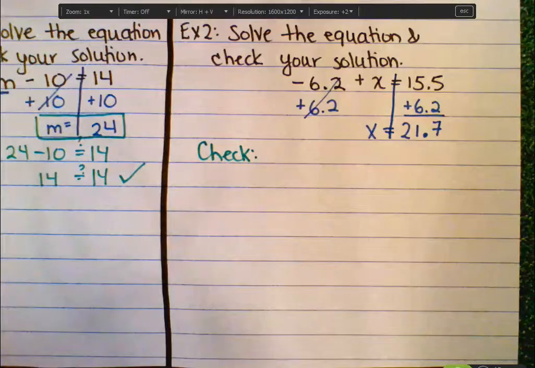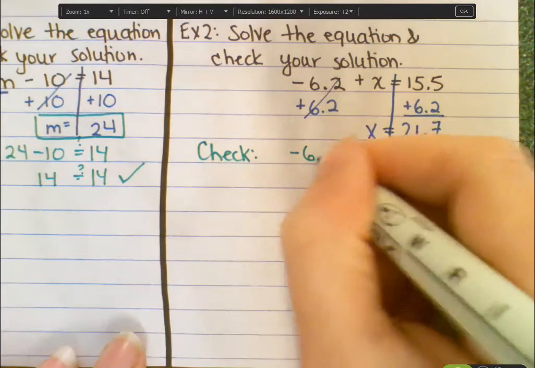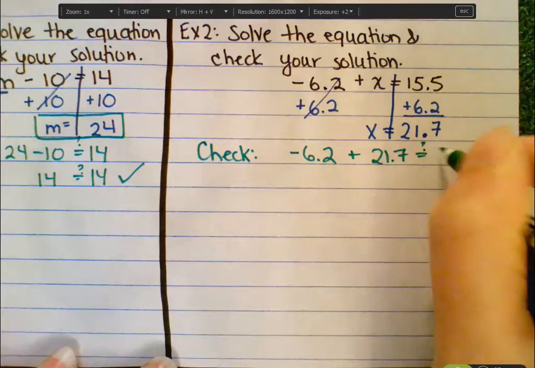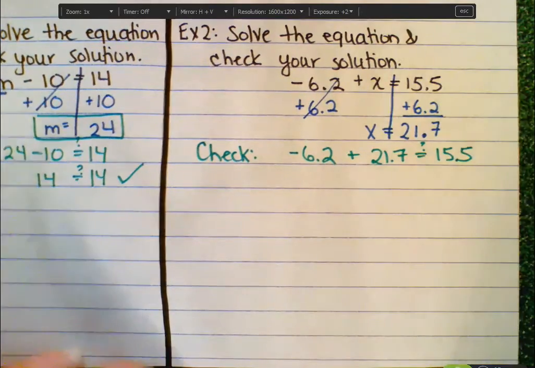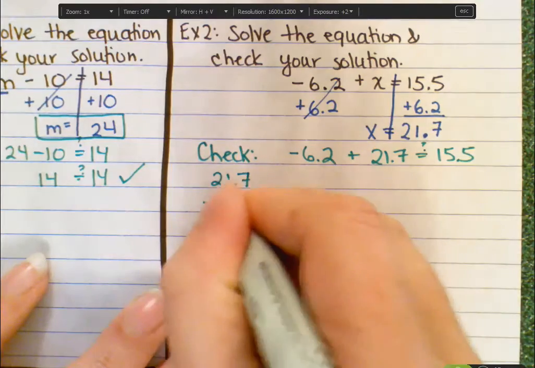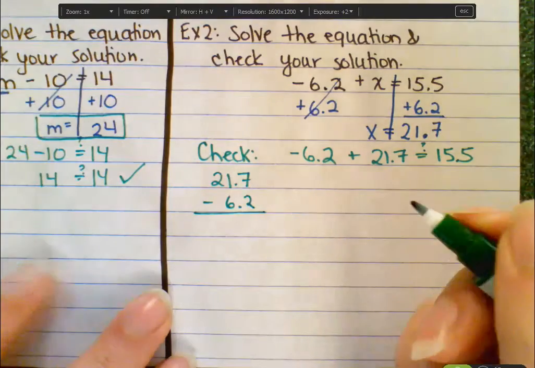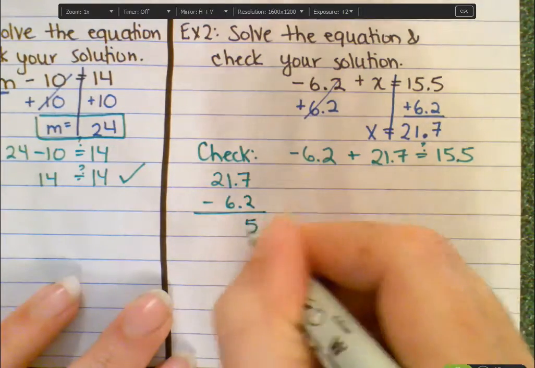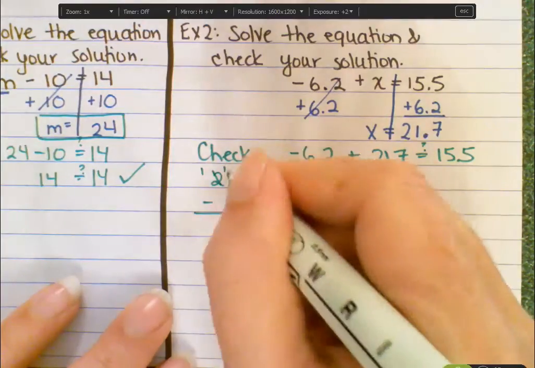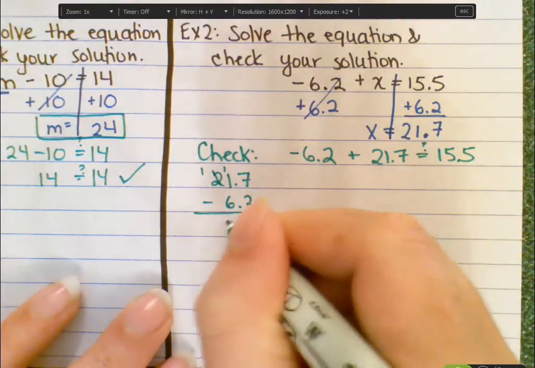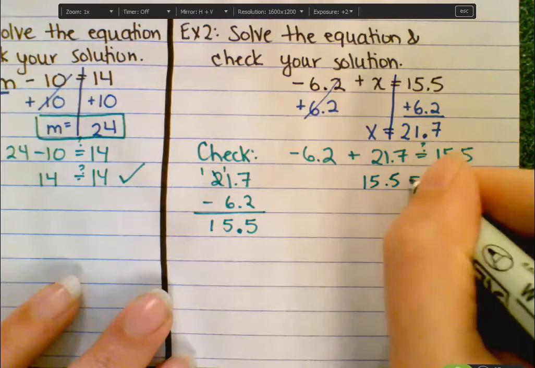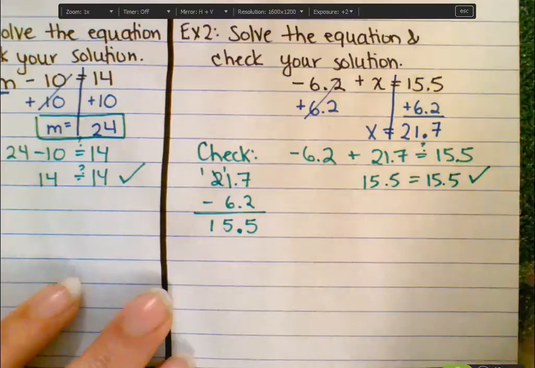Okay, so I'm going to plug it back into my original equation. So negative 6.2 plus 21.7, does that really equal 15.5? I'm going to do my work on the side. So 21.7, I'm actually subtracting here 6.2. Keep your decimal places lined up. 7 minus 2 is 5. I have to borrow the 2, so make it 1 there. So 11 minus 6 is 5. And I am left with 15.5. So this does work out for me.